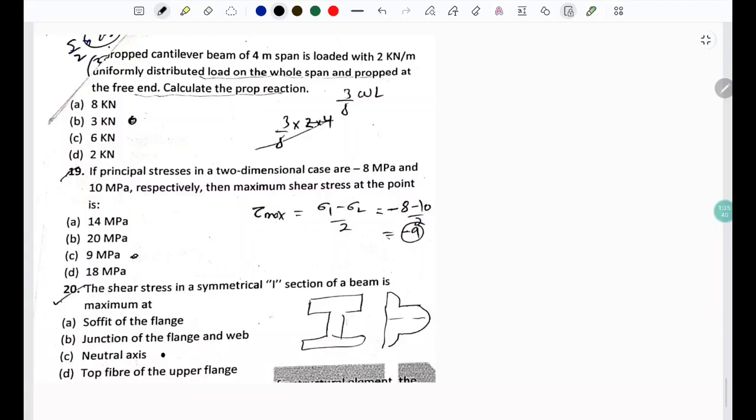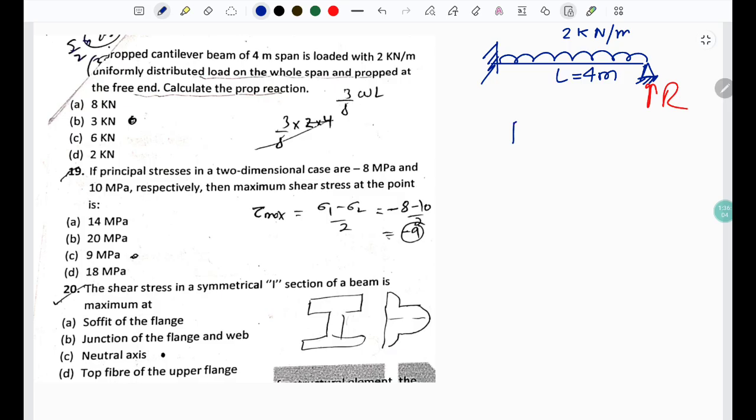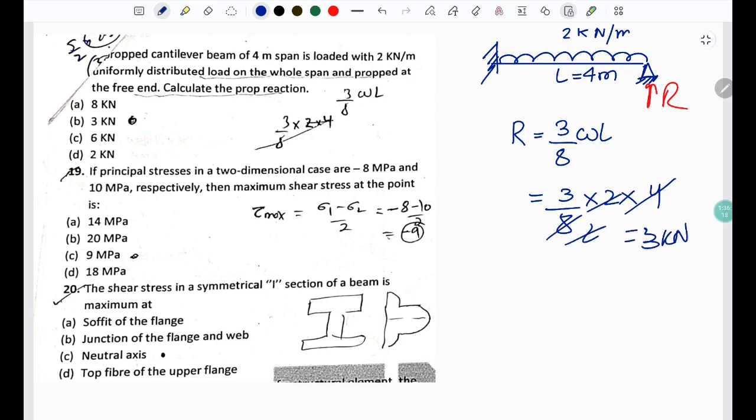Here are the 3 questions from SOM. The first question is the propped cantilever beam. It is loaded with a UDL of 2 kilonewton per meter on the whole span. L is 4 meter and it is propped at the free end. So what is the prop reaction? Now this is something which we all know, that the reaction of a propped cantilever loaded with UDL is 3 by 8 WL. Therefore 3 by 8, W is 2, L is 4. You will have 3 kilonewton reaction.